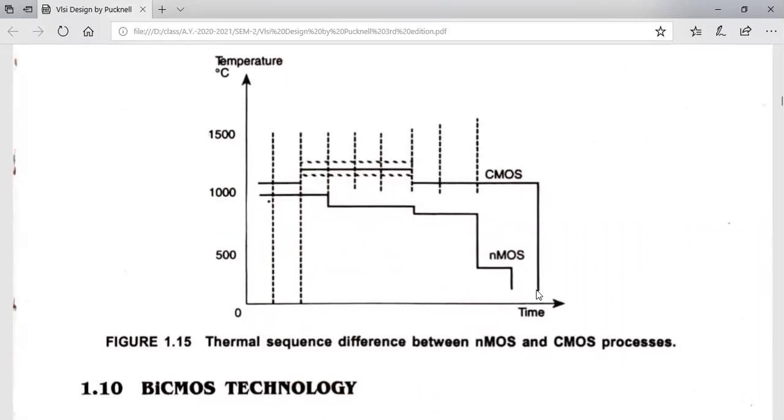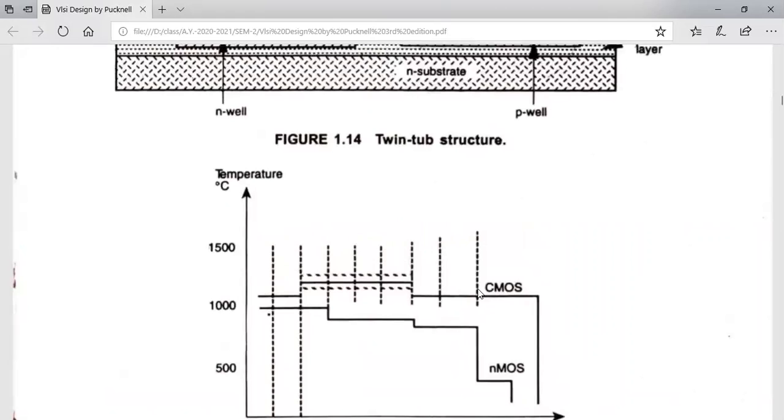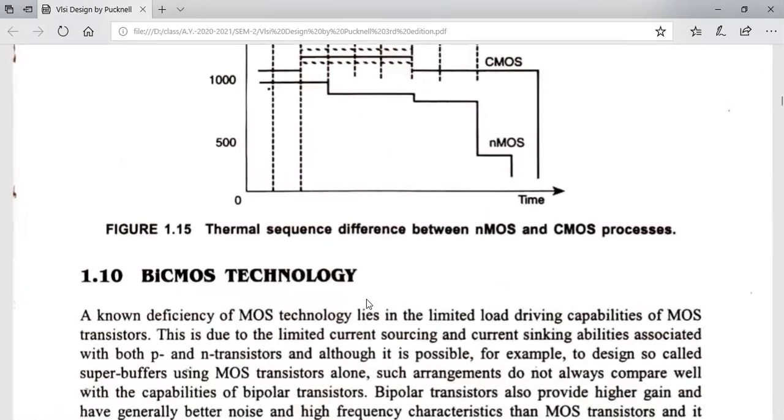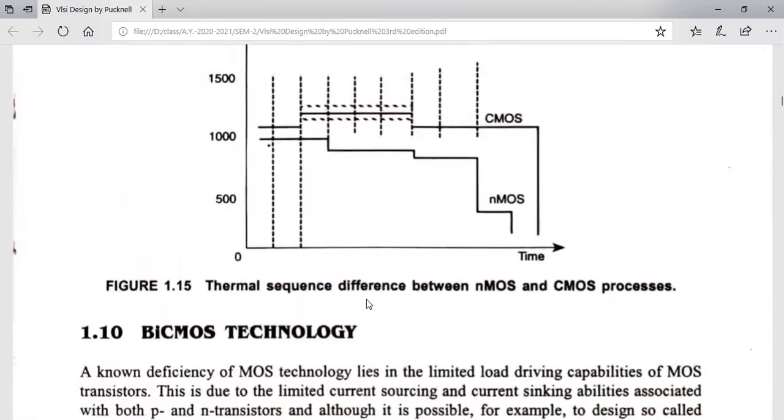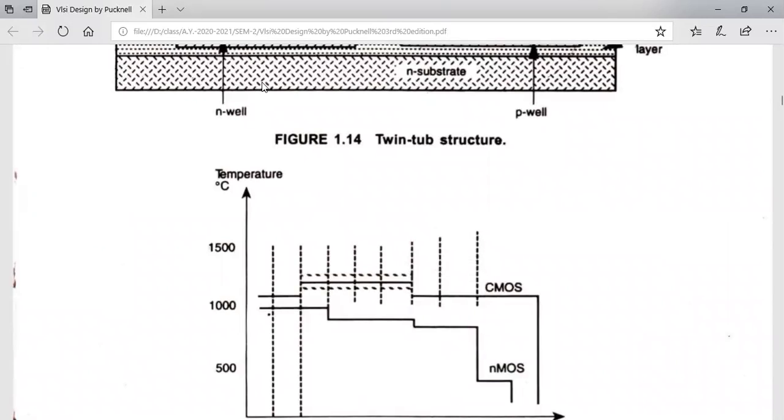Generally, we can say that the NMOS fabrication process has used a lower temperature, and it also has some advantages, performing a little better at higher speeds. CMOS may consume more temperature since we have to maintain it at almost 1100 to 1200 degrees centigrade for more time. So that is the thermal sequence difference between the NMOS and the CMOS process.